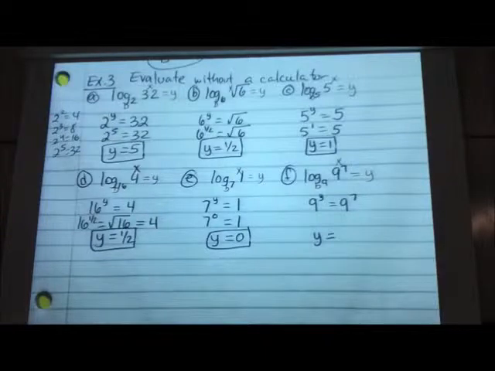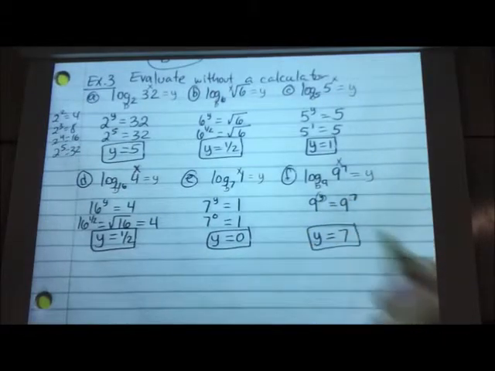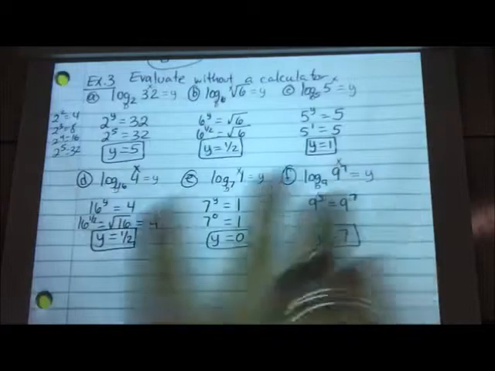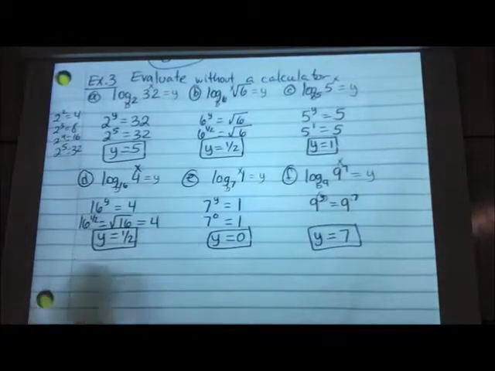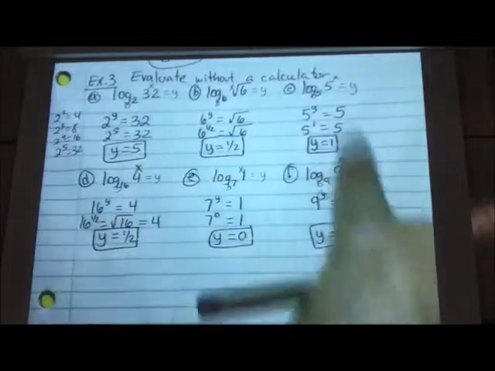So when I rewrite it, I get 9 to the y equals 9 to the 7. So what does y have to be? 7. Because your bases are the same, I just need my exponents to be the same. So it's 7. Boom, I'm done. Are we good with that? Questions? No. So you're going to have one of each of these. You're going to have 6 problems like this. The 7th problem is going to be like the next 3 examples. So you're going to have one of each.